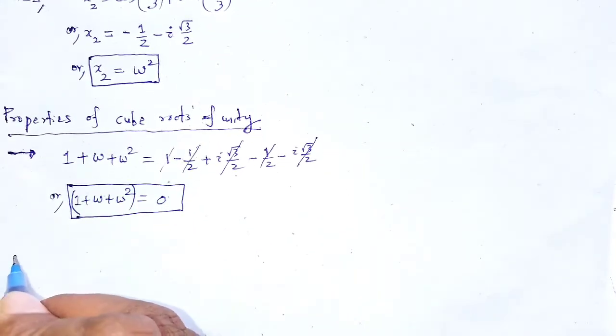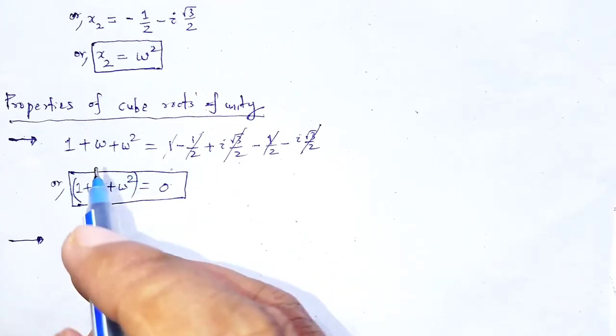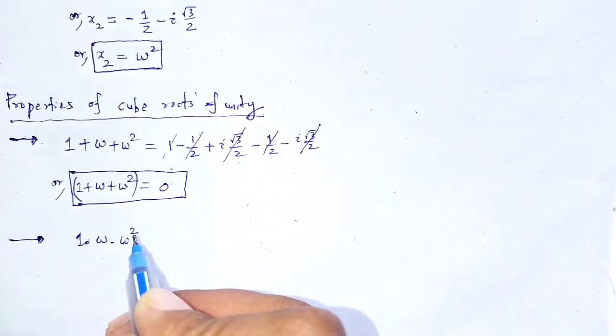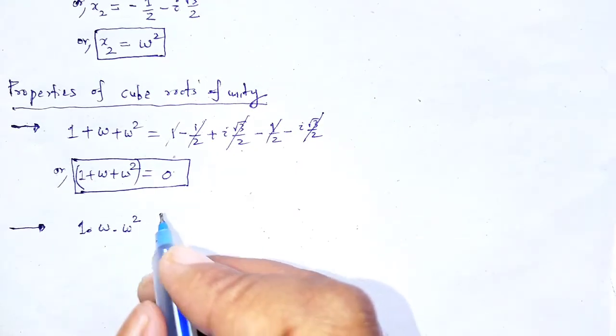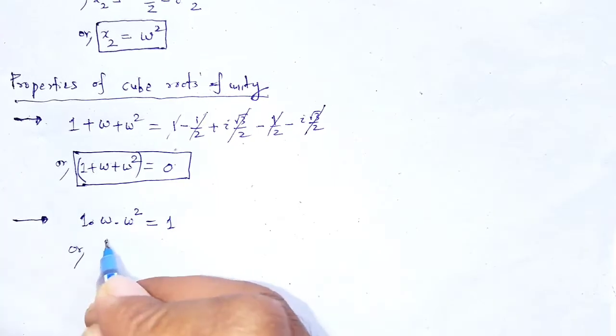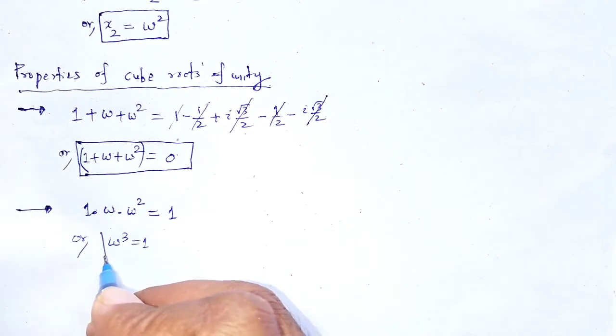Next property, the product of these 3 cube roots is 1 into omega into omega square, which is equal to 1, or we say omega cube is equal to 1.